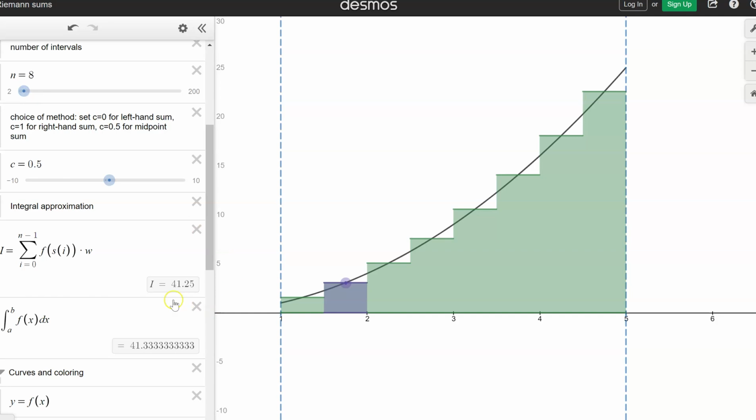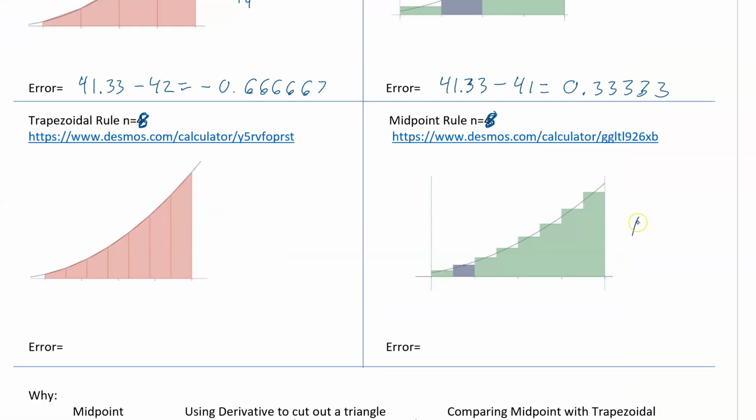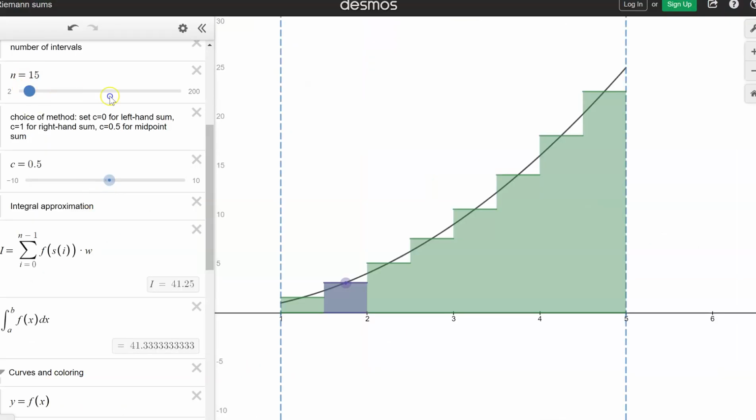Right there, now we have 41.25. That's our approximation for midpoint, so M8 is 41.25. You can see it got closer because with more subintervals we fill it in. As we increase the number of subintervals, the numbers get really, really close. Look at that, I'm at 200 subintervals, and you can see it's filling it in.